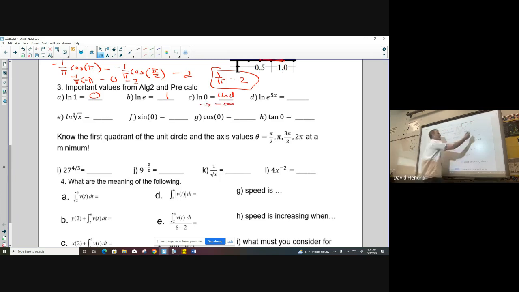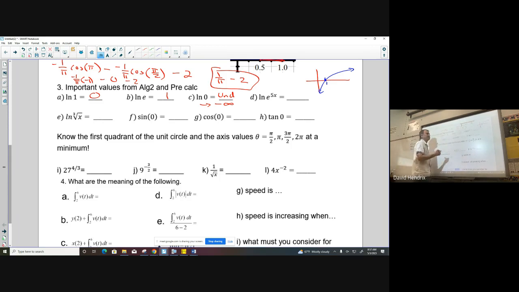We have to think about, what does the natural log graph look like? The natural log graph ends up looking like this, right? Here is right here at 1, and this is going to have a vertical asymptote at 0, so it actually approaches negative infinity.